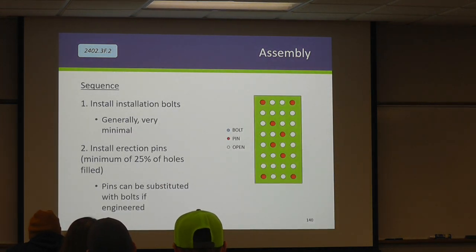So what's the general sequence for making up a field splice? You're going to install some of your installation bolts, again, to just hold things in their relative position, right? Because all this work gets done in the sky. Very minimal in general. Once you bring your pieces together and they look geometrically okay, you're going to install your series of pins.